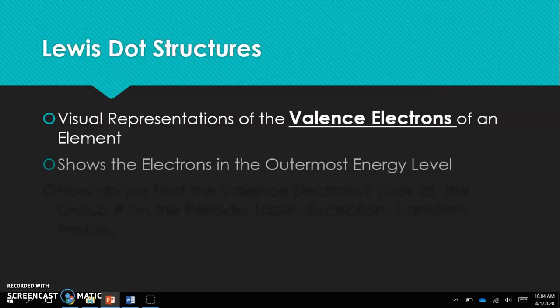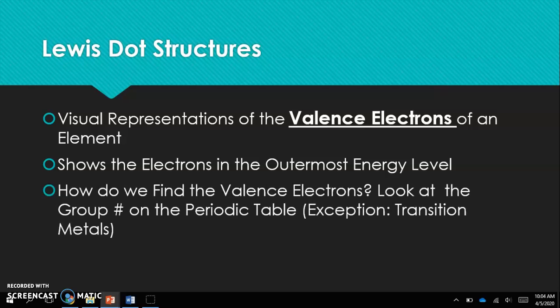the outermost energy level. When we do Lewis dot structures, it's similar to when we drew our Bohr models, except instead of displaying all of the electrons that are present, we're just going to be showing the valence electrons. We should remember how to find our valence electrons, but if not, we're going to look at the group number on the periodic table. Remember, your group numbers run across the top, so they are our vertical columns.